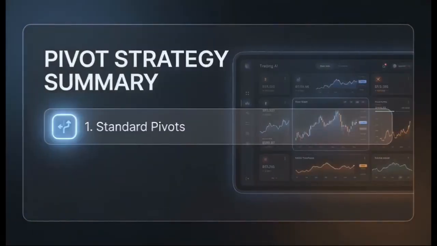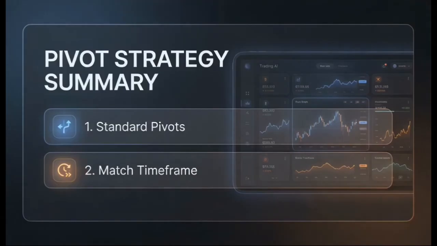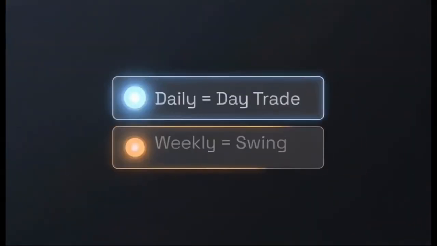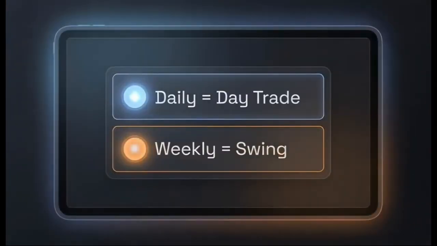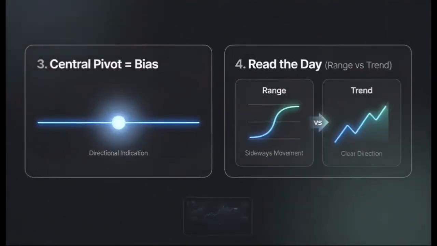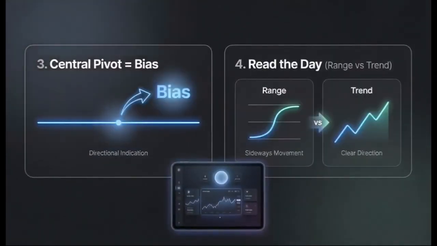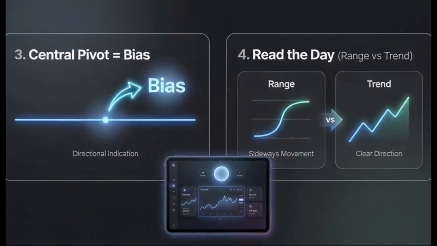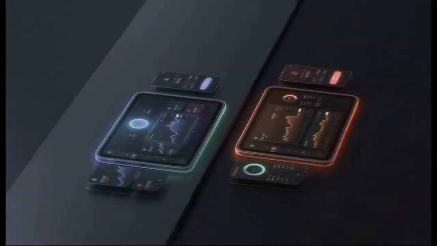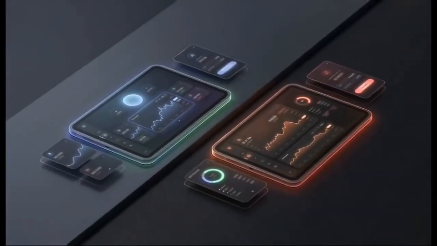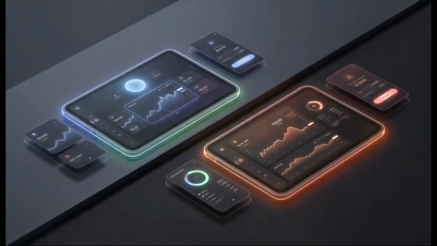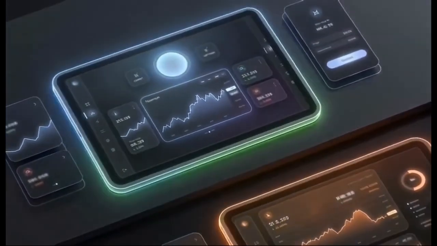So, to sum up, use standard pivots to start. Match the pivot time frame to your holding time, daily for day trading, weekly for swing. Use the central pivot as your bull-bear bias line. And read whether the day is ranging, so you bounce the levels, or trending, so you trade the breaks. Don't just copy this, pull up daily pivots on the chart you trade and look at how often price reacted at those exact lines yesterday.